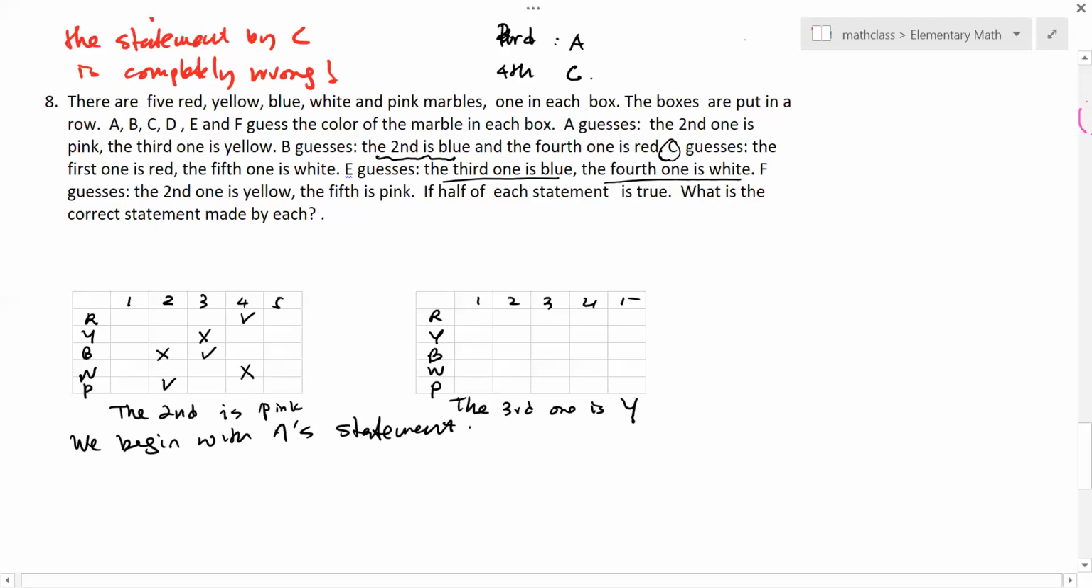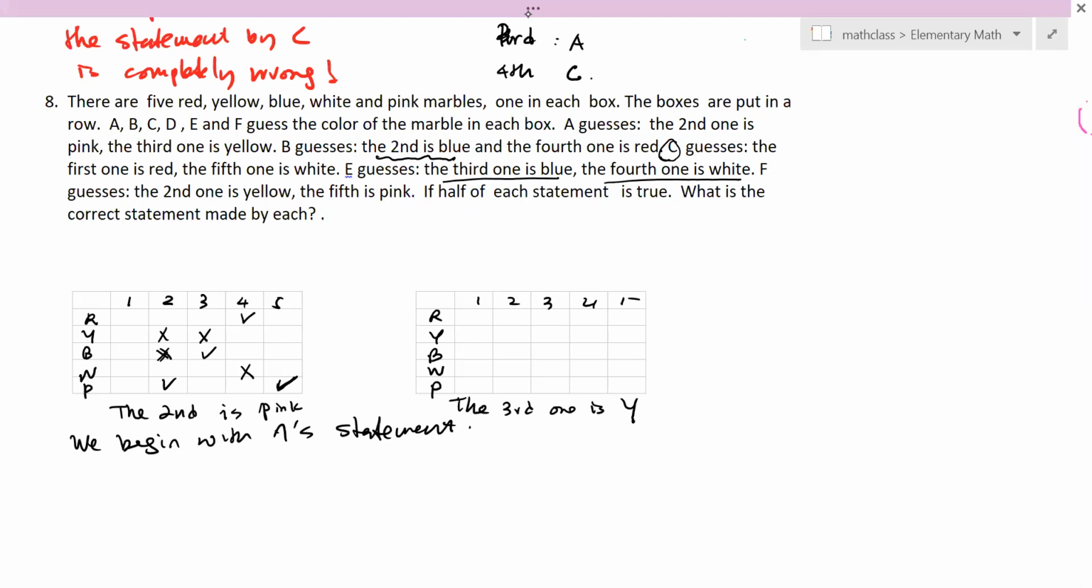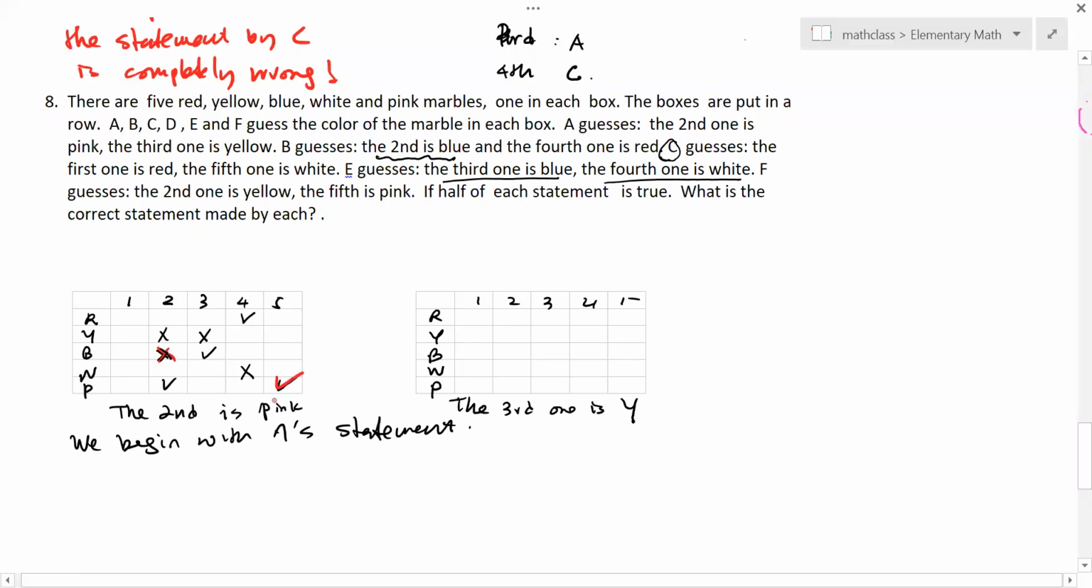Okay, now we look at the F. F says that the second one is yellow. That's the wrong statement because I already know the second one is pink. Then the fifth one is pink is correct statement. Then you have a trouble, right? The pink color still shows up in two different places. The second one cannot be yellow, it's already pink. Then the fifth one is pink should be a correct statement. Then you get a contradiction. The pink color shows up in the second box and the fifth box. It's impossible this side. Okay.